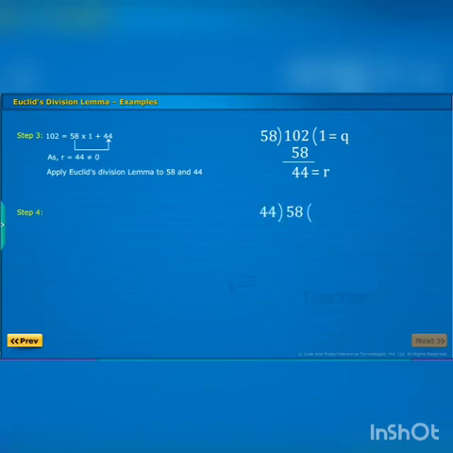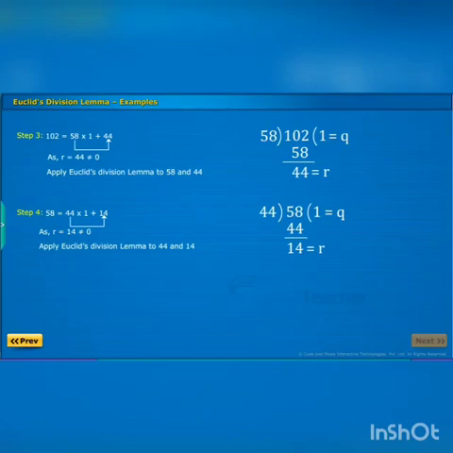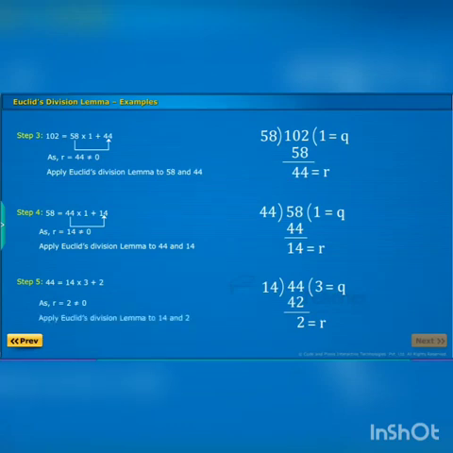Step 4. Here 58 = 44 × 1 + 14. As r equals 14, it is not equal to 0. Apply Euclid's division lemma to 44 and 14. Step 5. 44 = 14 × 3 + 2. As r equals 2, it is not equal to 0. Apply Euclid's division lemma to 14 and 2.